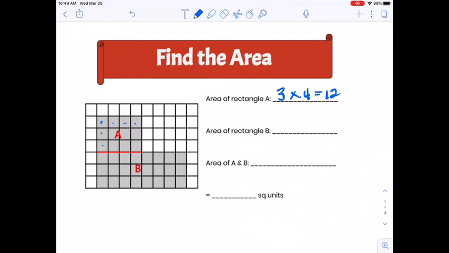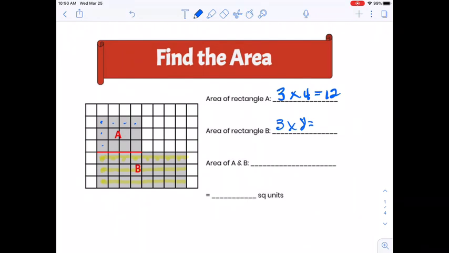Now let's look at rectangle B. We can see that rectangle B also has 3 rows, and each one of those rows has 8 units. So we have one row of 8 units, another row of 8 units, and another row of 8 units. Or we have 3 rows of 8 units. So that would look like 3 times 8.